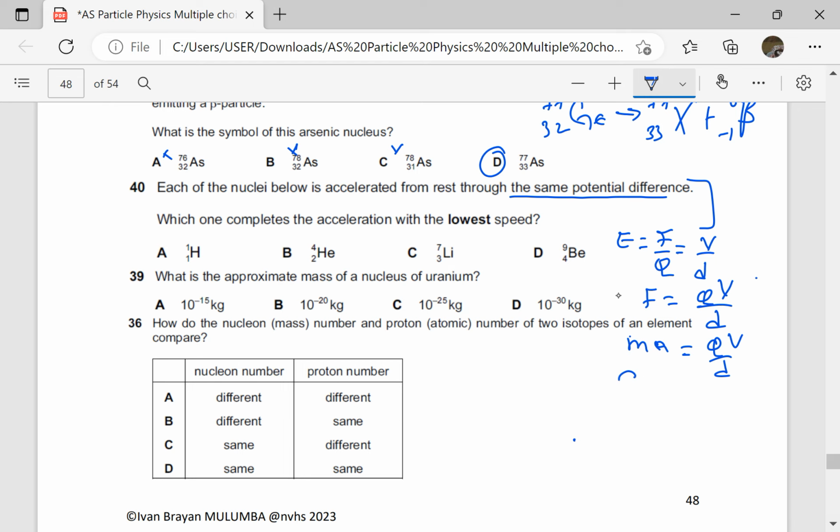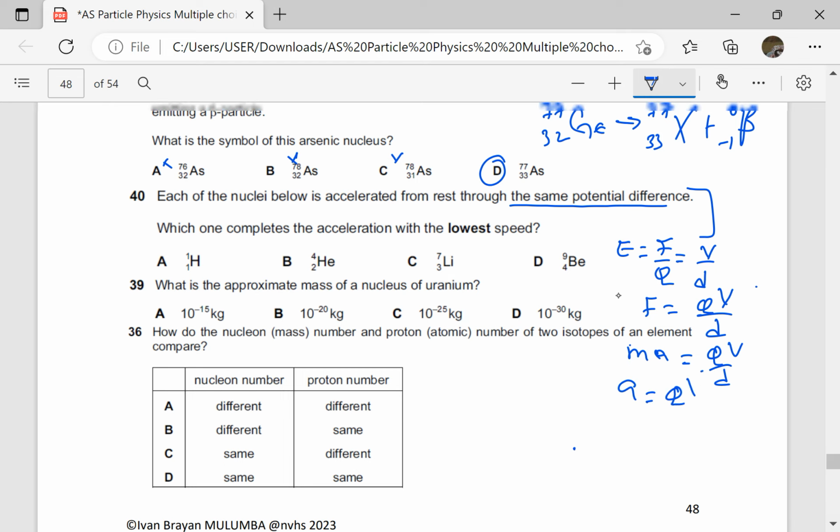So acceleration is going to be QV over MD. I've been thinking about the charge to mass ratio. The one with a high charge to mass ratio has the highest acceleration, and the one with the smallest charge to mass ratio has the smallest acceleration, because acceleration is directly proportional to the charge to mass ratio when V over D is constant.